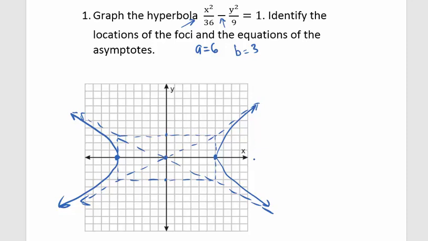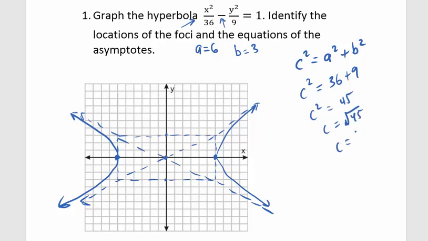All right, now I need to identify the locations of the foci. So remember, for the foci, c squared equals a squared plus b squared. Obviously this is a squared and that's b squared, so c squared is equal to 36 plus 9. c squared is equal to 45. Okay, so c is equal to the square root of 45, approximately 6.7.